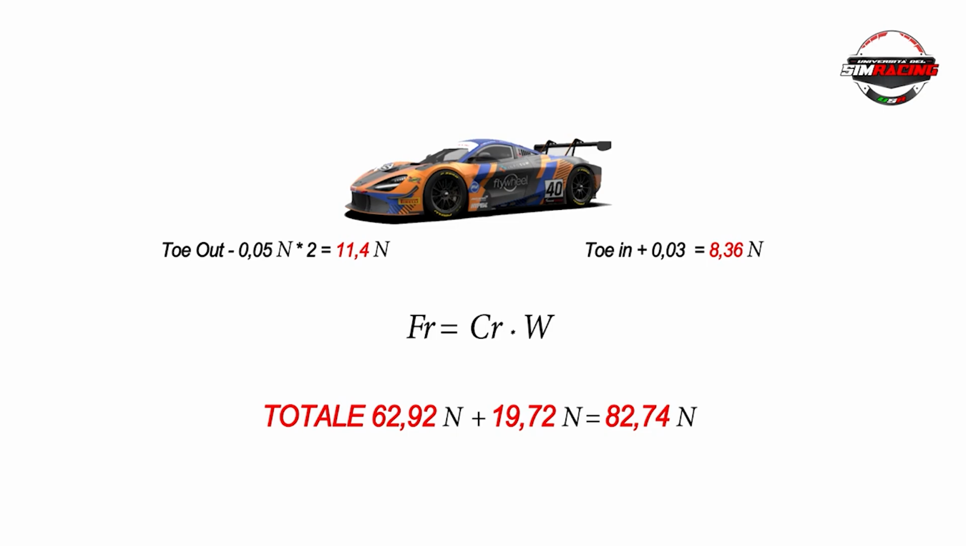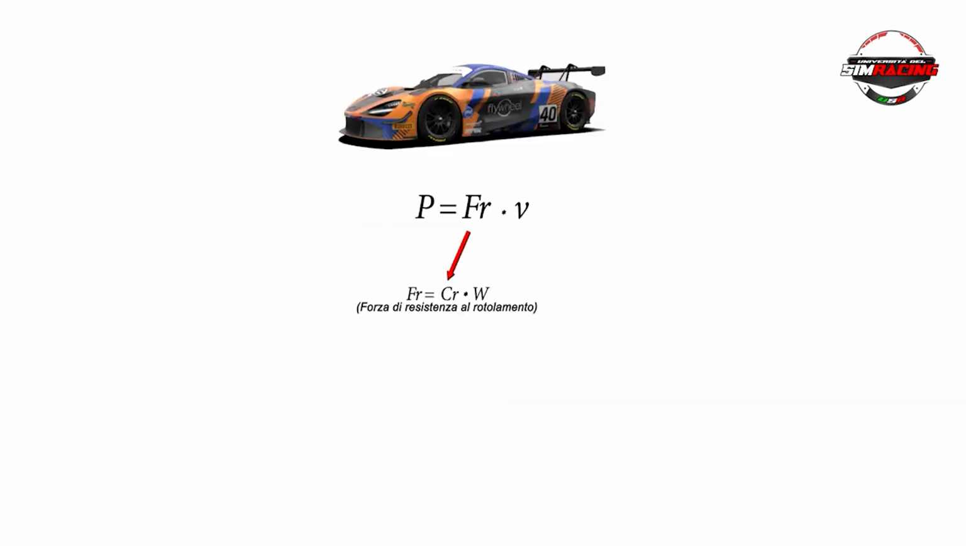As a result, the total rolling resistance of the McLaren 720S GT3 Evo, which was originally 62.92 newtons, increases to 82.74 newtons once toe is factored in. We also mentioned that an increase in toe leads to higher tire temperatures, as the energy dissipated through rolling resistance is converted into heat.